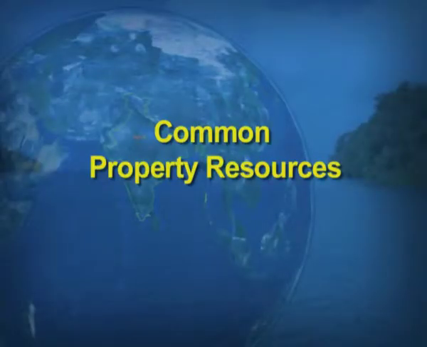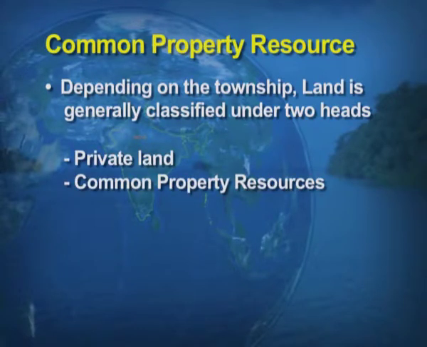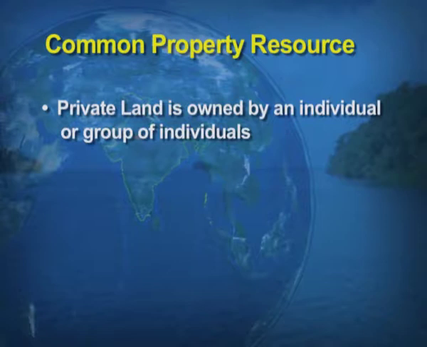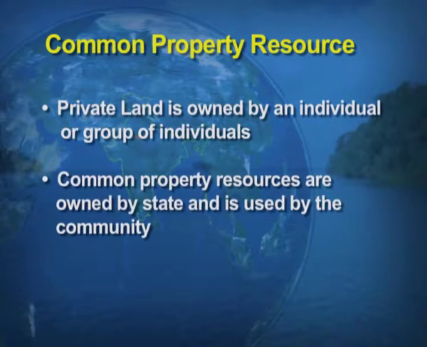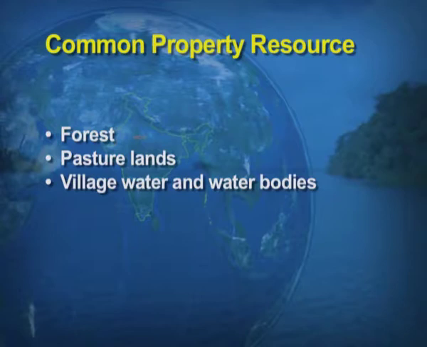What are the common property resources? Resources we divide under two heads: private and common property resources. Private resources are owned by an individual or a group of individuals, and the common property resources are owned by the state and used by the community. The examples are forest land, pasture land, village water and water bodies, etc.